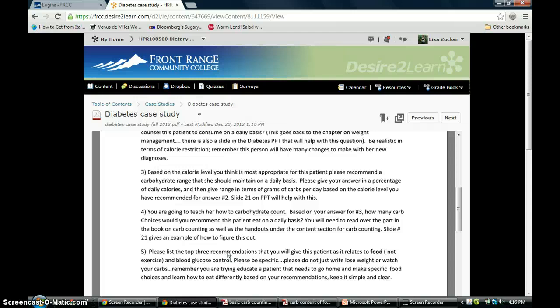Bullet point out 3 top recommendations, the 3 take-home messages that you want this person walking away with in terms of how the food that she's going to eat is going to impact her blood glucose control, and the top 3 recommendations that are going to help her get her glucose in check. Okay?